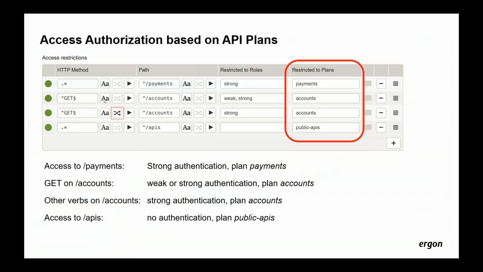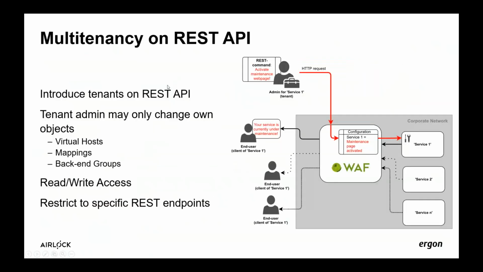The second big thing which we changed is we added tenants to the REST API. Up to now, it was like this, that you had the REST API and any admin who was allowed to access the REST API could do anything on the REST API. So you had to be admin, you had to get a key. As soon as you got the key, you could do anything on the WAF on any object.